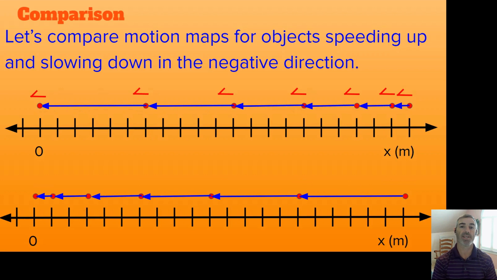And then we have an object slowing down in the negative direction. The dots are getting closer together. The velocity vectors are getting shorter. And we know if an object's slowing down, acceleration points the opposite direction of velocity. So here we have a positive acceleration, but yet it's slowing down. So you can't just look at the sign on acceleration and tell what's going on with the motion. The acceleration just tells us what's going on with velocity compared to the direction. So if acceleration and velocity have the same sign, that means speeding up. If they have opposite signs, that means slowing down. And that's depicted in our motion map by showing opposite direction or same direction for velocity and acceleration.